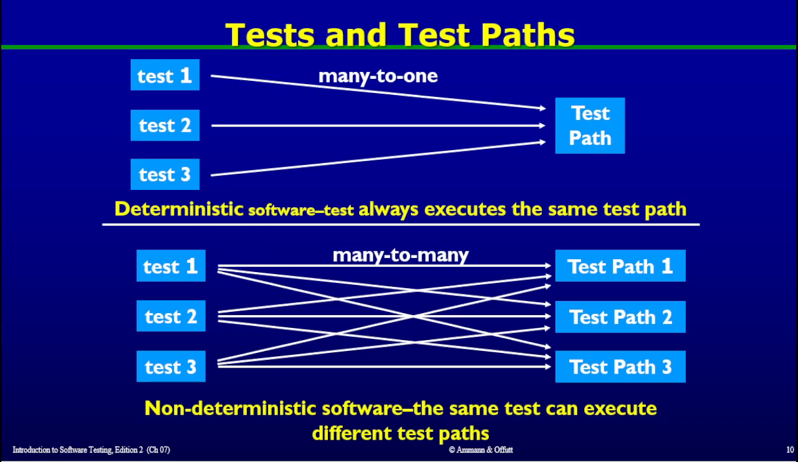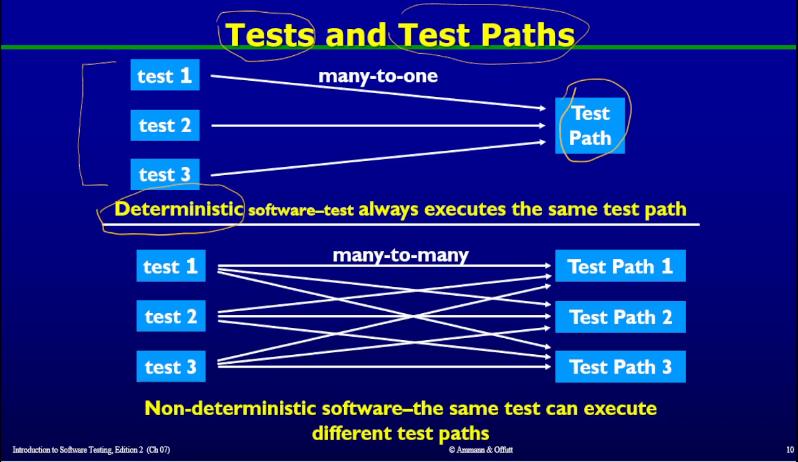So there is an interesting relationship between the tests and the test paths. Generally it is the case that a test path may be exercised by one or more tests. But each test will actually exercise just one test path in such a scenario, and when that happens, we call that software a deterministic software. So in this case, a test always executes the same test path.